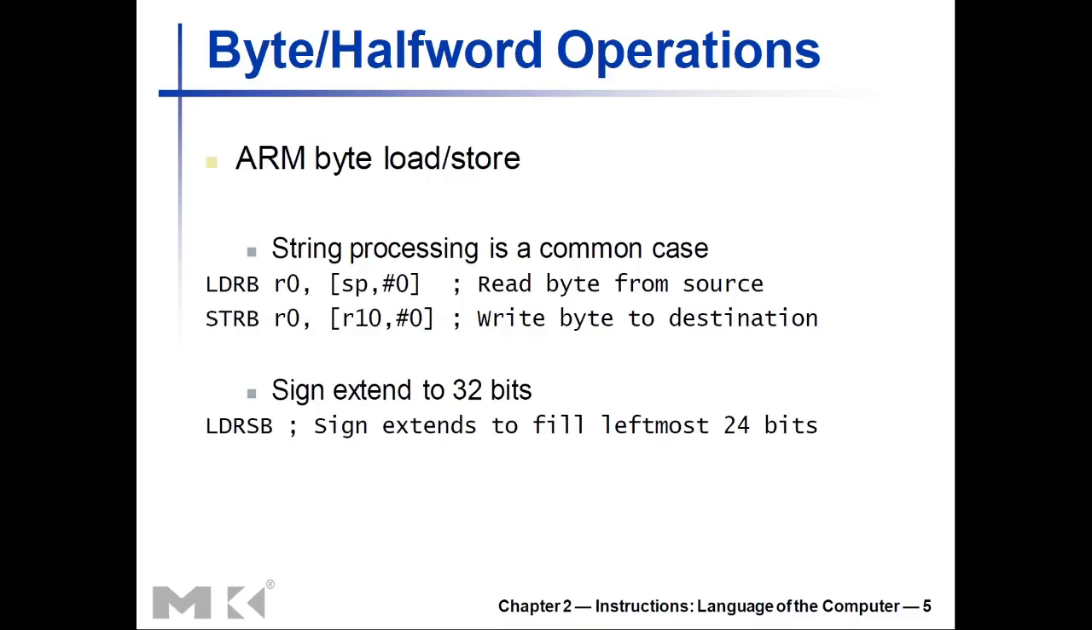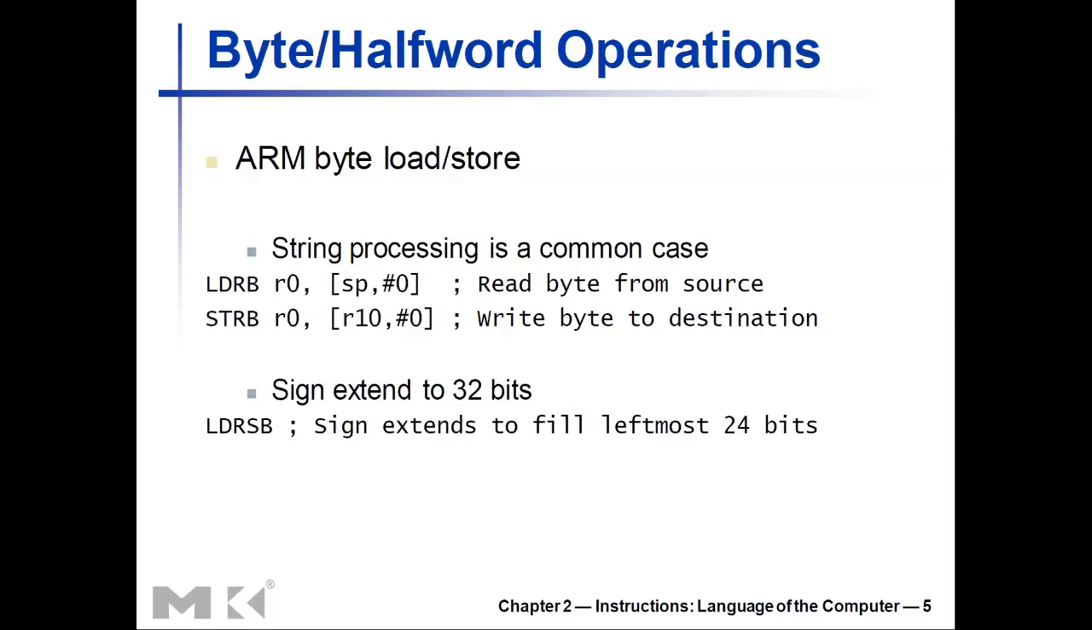With the LDRSB instruction, you can load a byte from memory into one of the registers and then extend the sign. The sign is the most significant bit in the byte which is loaded from memory, and we'll be replicating that most significant bit 24 times to fill the leftmost 24 bits, because a register is 32 bits. If you load a byte from memory, you are left with 24 more bits, because a byte is 8 bits.